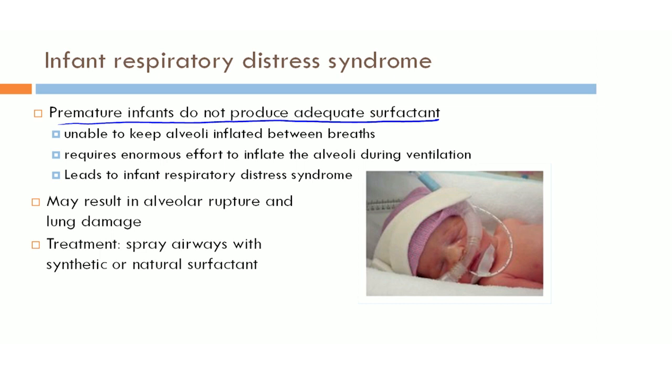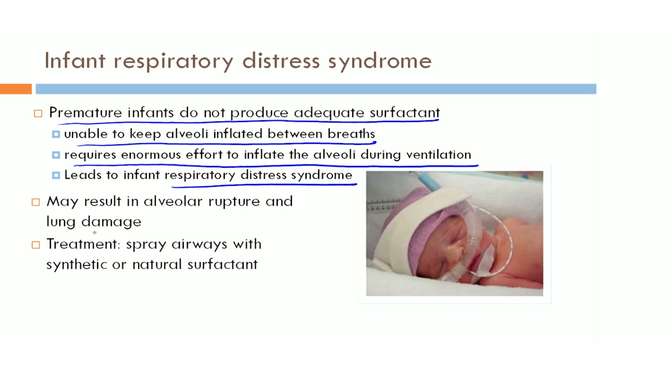And because they don't have adequate surfactant, their lungs want to collapse after each expiration, and they're unable to keep their alveoli inflated between breaths. So basically the lungs collapse so much that the two surfaces of the alveoli stick together. And because they're stuck together, it requires an enormous effort to inflate the alveoli during the next ventilation. This leads to something called respiratory distress syndrome, which can mean that the baby needs to be ventilated and on oxygen for up to 2 years after birth. Because of infant respiratory distress, that can cause alveolar rupture and lung damage.